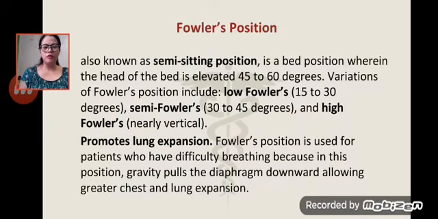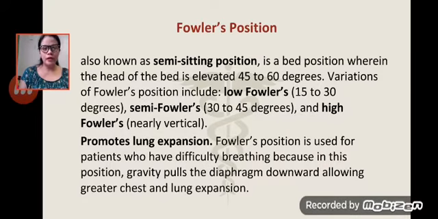Now what about the Fowler's position? This is also known as a semi-sitting position. So this one is a bed position where the head of the bed is elevated from 45 to 60 degrees. So we have different variations of Fowler's position. We have the low Fowler's, which is 15 to 30 degrees. And we have the semi-Fowler's, which is 30 to 45 degrees. And high Fowler's, which is nearly vertical. So, yun yung mga different variations of Fowler's position.